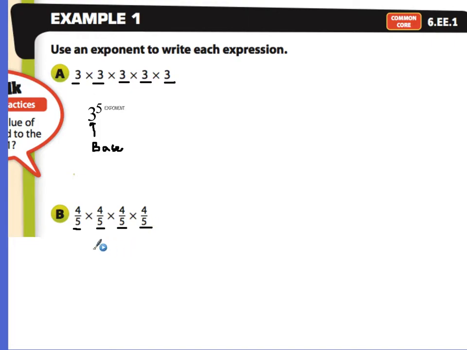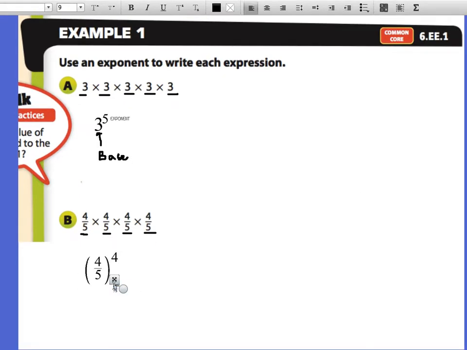So my base is going to be 4/5, and my exponent is going to be 4. That's right. Look at that. Okay, so my base is 4/5 and my exponent is going to be 4. Again, 4/5 is my base. Now the whole thing, the 4/5 is the base, and then the 4 is the exponent.